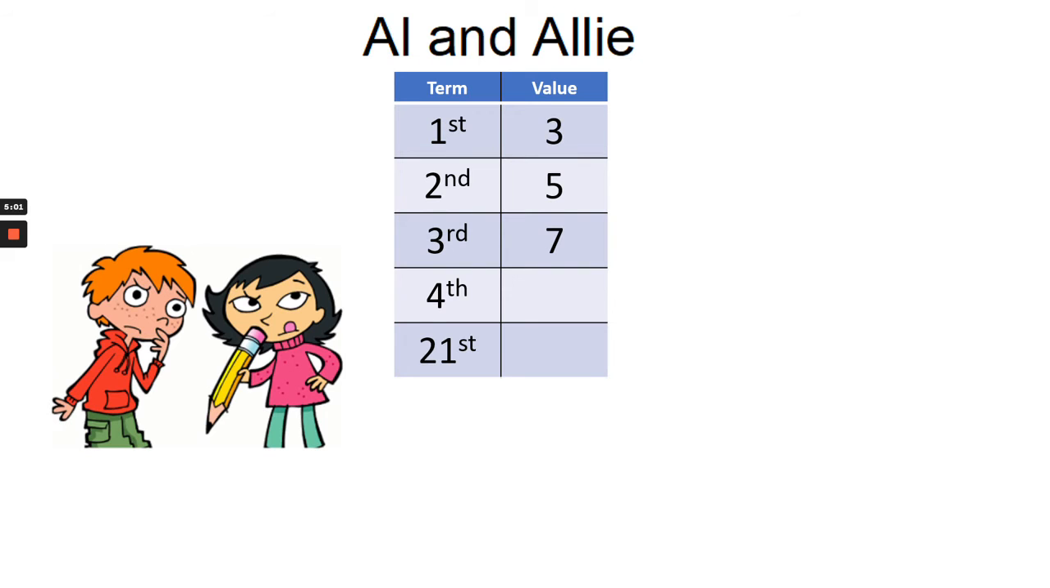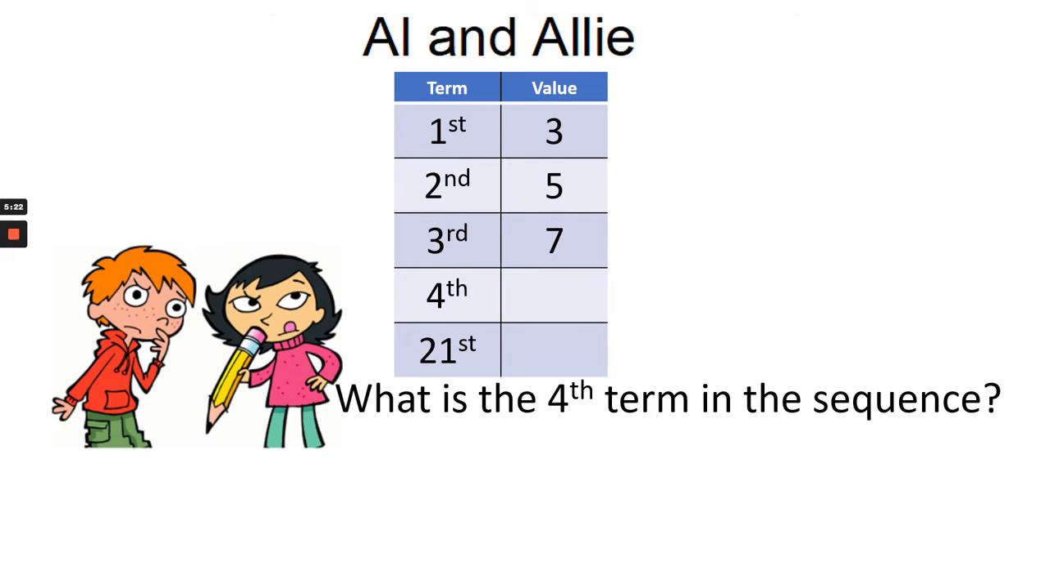All right, moving on to Al and Ali. They're finding a rule for these numbers. Now you'll notice that my numbers now go vertically, top to bottom, but it goes in the exact same method that we've been using all week long. So the first term in my sequence is 3. The second term is 5. The third term is 7. Pause the video and find me the fourth term in this sequence.